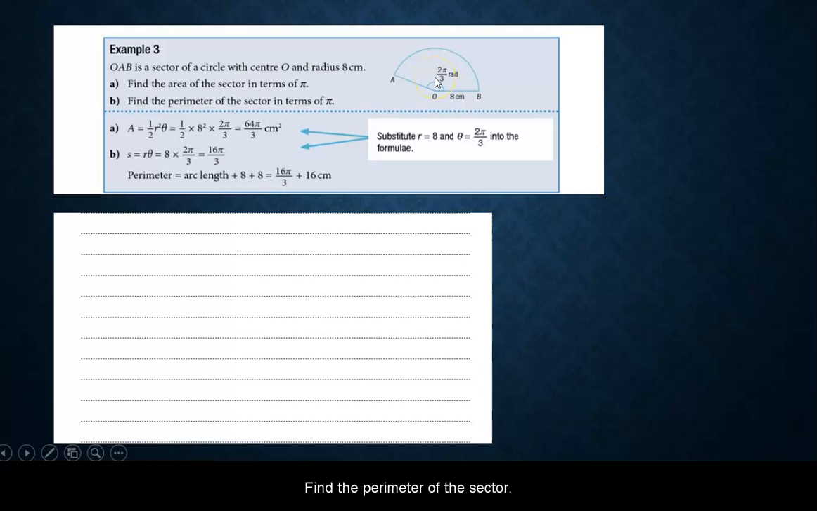B, find the perimeter of the sector. We did perimeter earlier on. So you simply take s equals r theta, where r is 8 centimeters. Multiply that by 2 pi over 3. You get 16 pi over 3. So this is very simple.